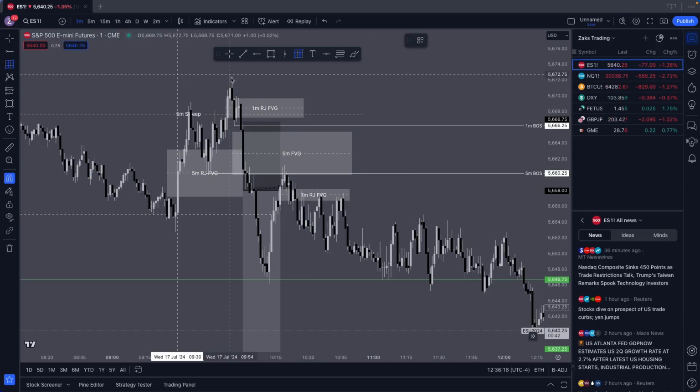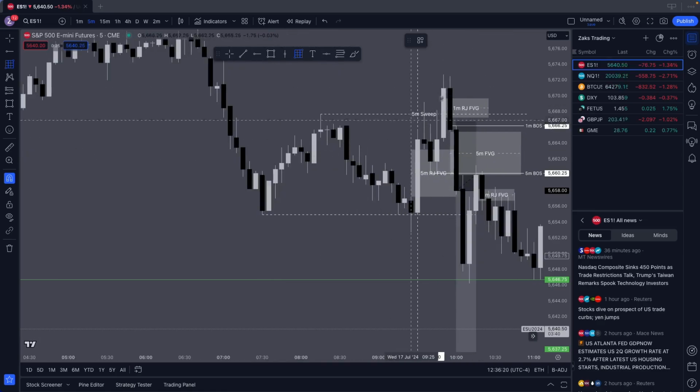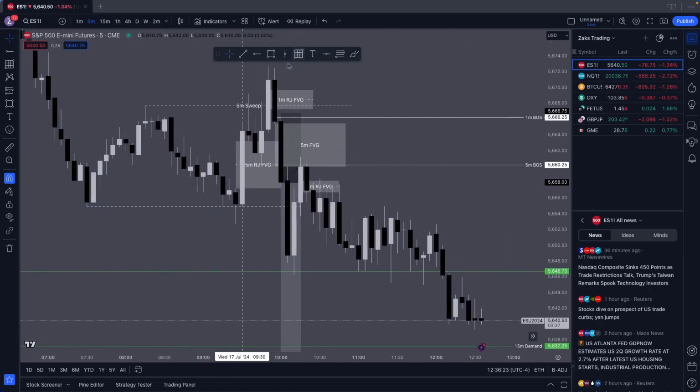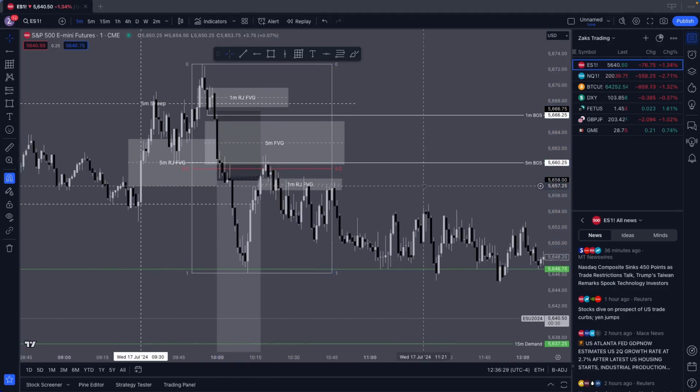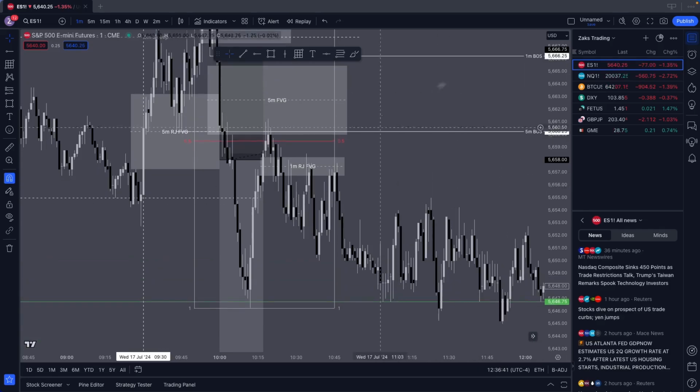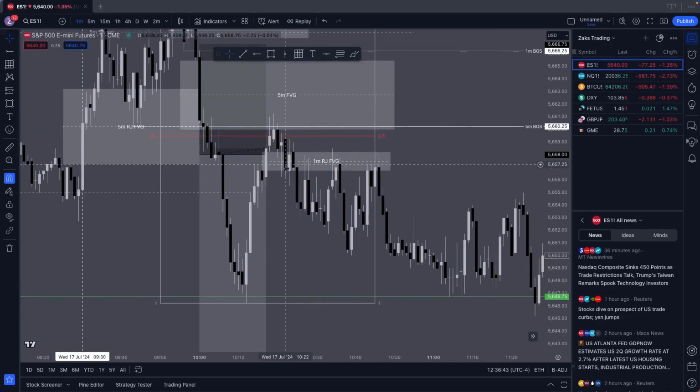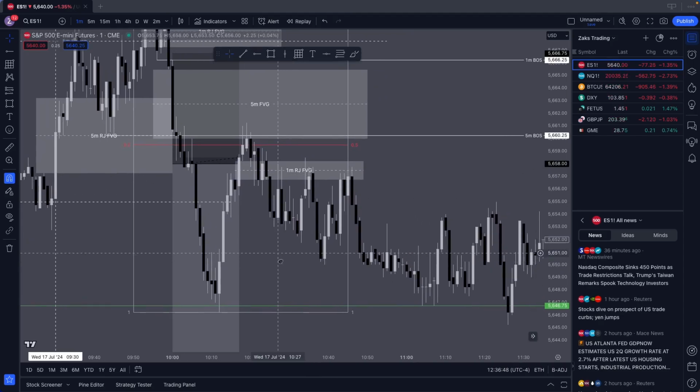I then drew 5-minute EQ from the top of this movement here to the bottom of this movement. Price tapped into EQ after it hit my break even, so I took 50% of my profits out. Price then hit my break even, and then hit EQ, tapped into the 5-minute fair value gap, and we had a 1-minute rejection fair value gap, which price was respecting nicely. It then disrespected it, so I entered on that candle that disrespected it.